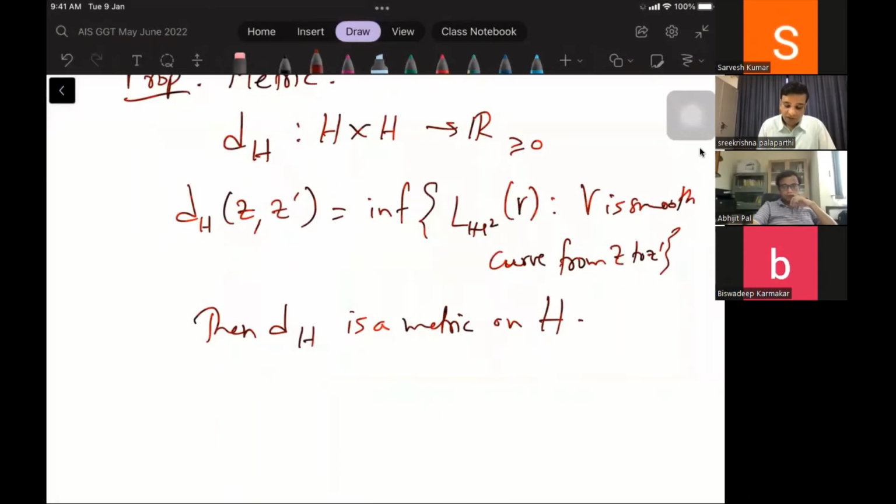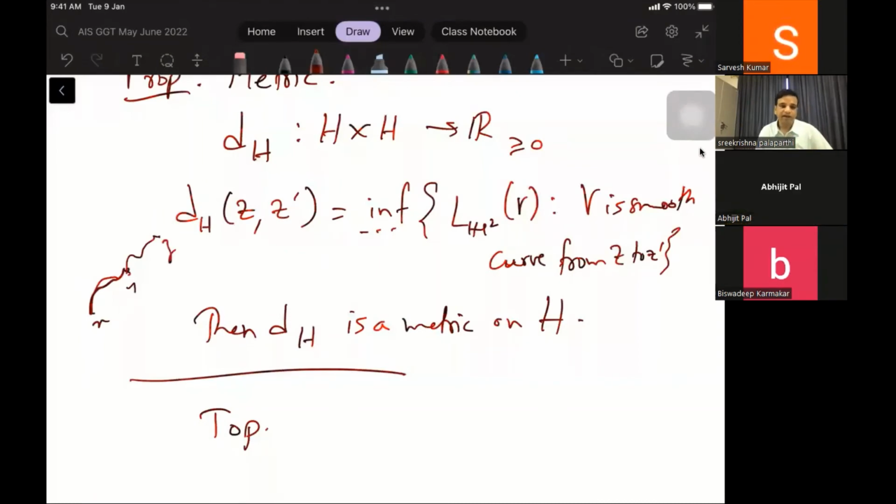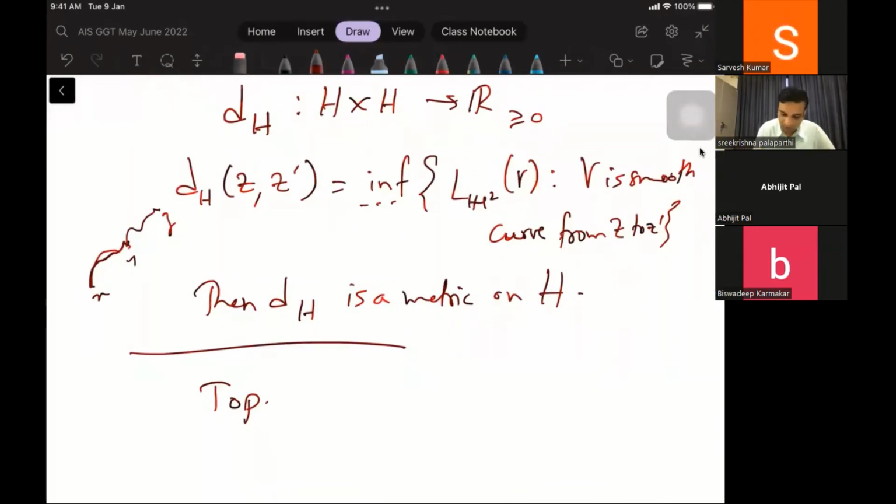So first I will make many assertions. You can actually demonstrate that DH is a metric by examining symmetry, which is not a problem because it's an infimum like that. The other is the triangle inequality, etc. You can actually use certain smooth curves from X to Y, Y to Z, concatenate them, and try to prove the triangle inequality. And the fact that the distance from a point to itself is equal to 0, that also can be proved. Okay, and then the topology induced by this metric.